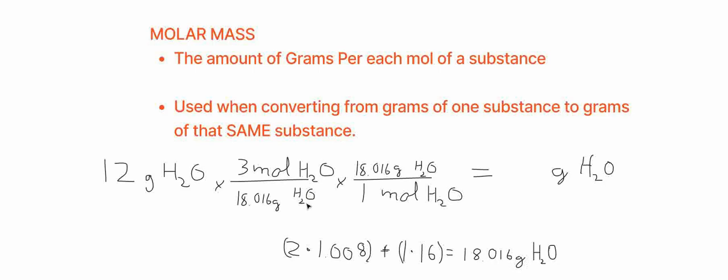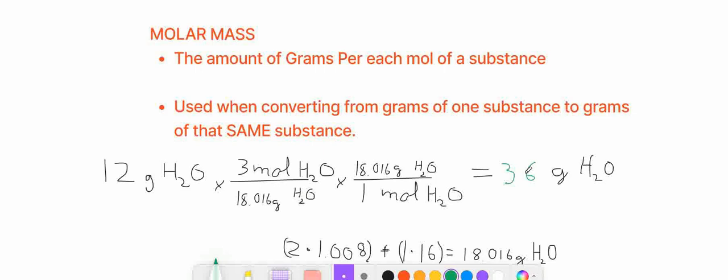And lastly, we're going to multiply by 18.016 grams of H2O. And that will give us the grams of the new moles of H2O. So we went from 1 mole of H2O with 12 grams to 3 moles of H2O with exactly whatever we're going to get over here. So once we plug this into our calculator, we can see that we get 36 grams of H2O.